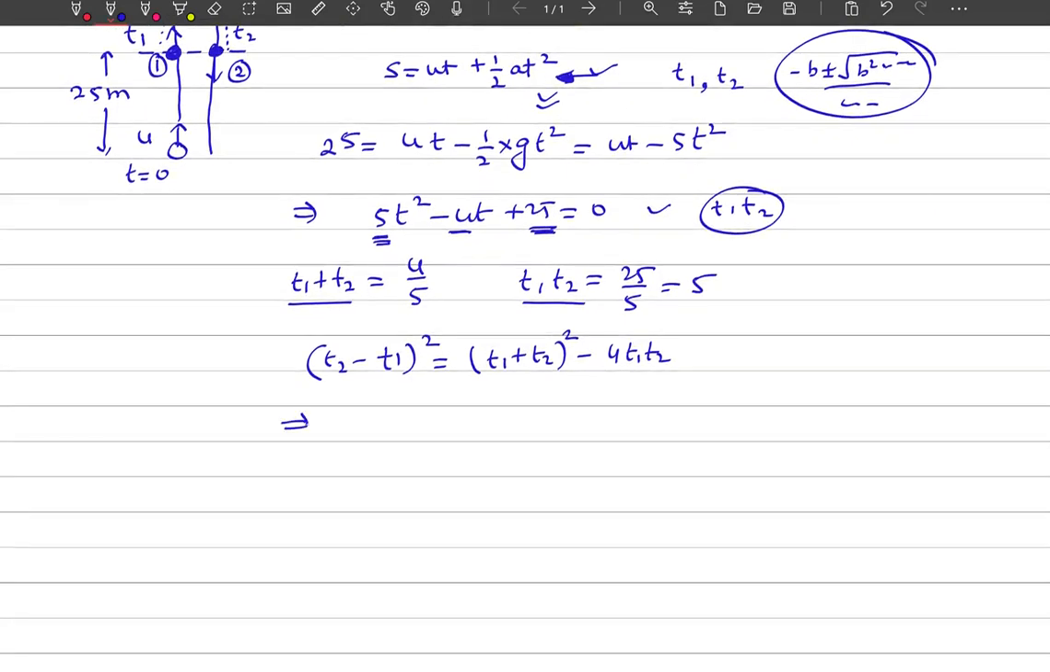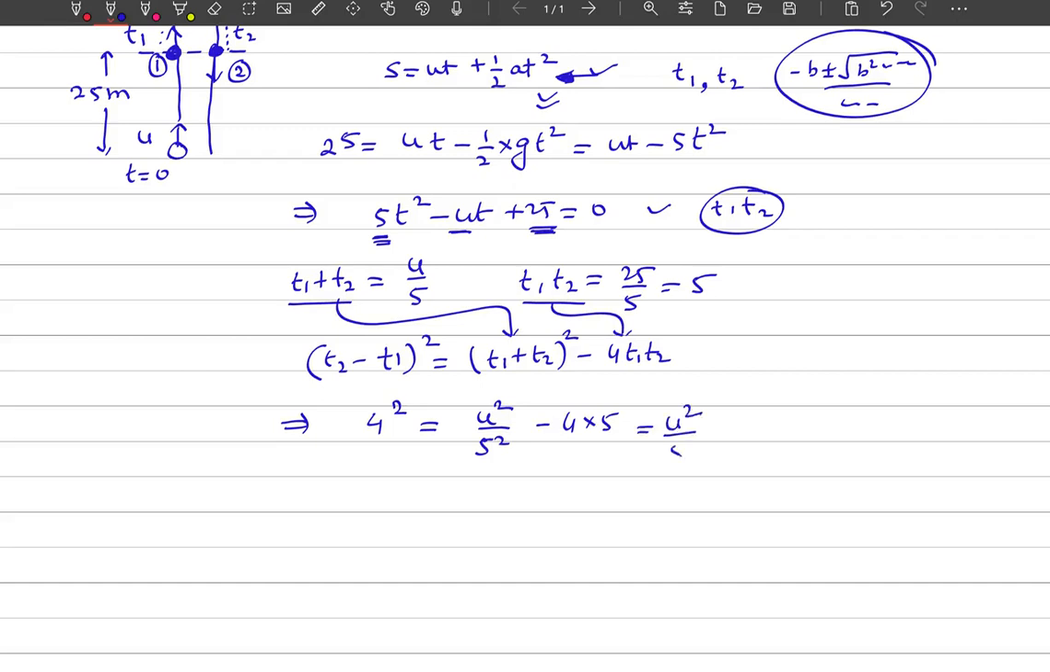Substitute all the values, like t1 minus t2 is given as 4, so 4 का स्क्वायर हो गया. t1 plus t2 is u square upon 5 square minus 4 into 5. This is t1 plus t2 and t1 into t2.